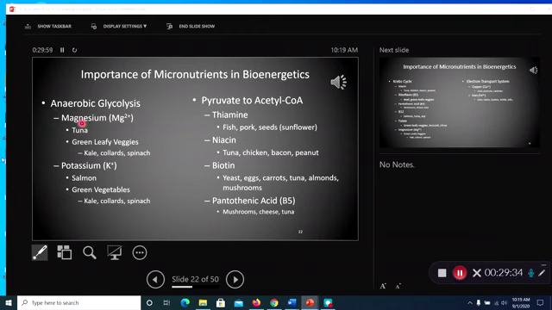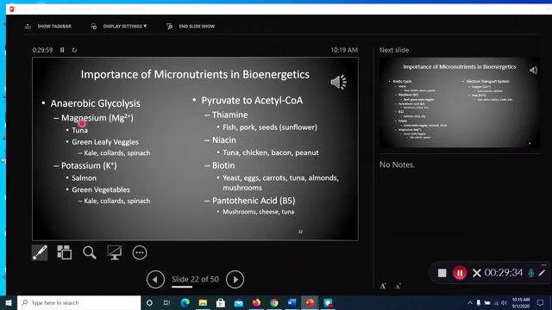There'll be one step where we convert a 3-carbon pyruvate to a 2-carbon acetyl-CoA. And notice just this seemingly one step from pyruvate to acetyl-CoA. Look at the micronutrients that are needed. Thiamine, niacin, biotin, B5. All these micronutrients are acting as coenzymes. So imagine if you are not able to take in enough of these micronutrients and how that would impact these enzymatic processes.